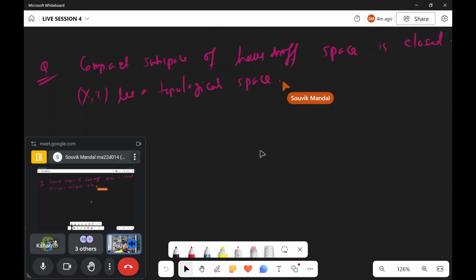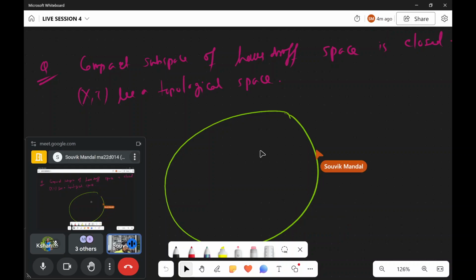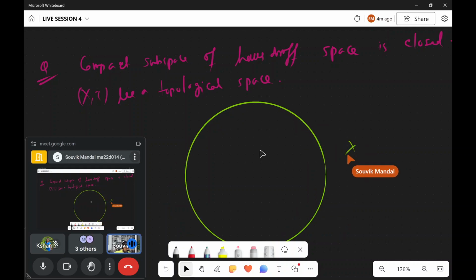Let me first give you some idea or hint how to solve it. Suppose this is our X, and suppose A is compact. We need to show A is closed, correct? So what we can show is that X minus A is open. Equivalently, we take some point x, and around that point we need to find an open ball which does not intersect capital A, correct?